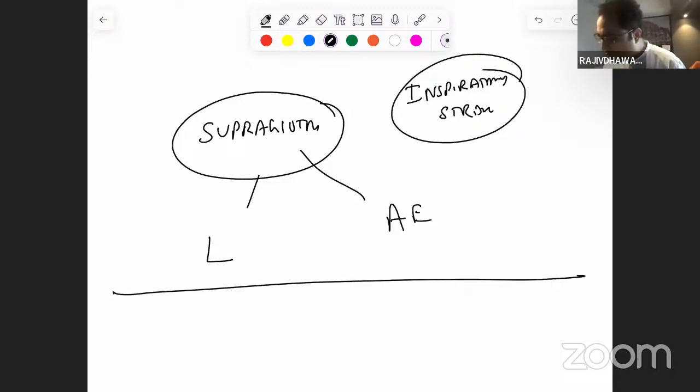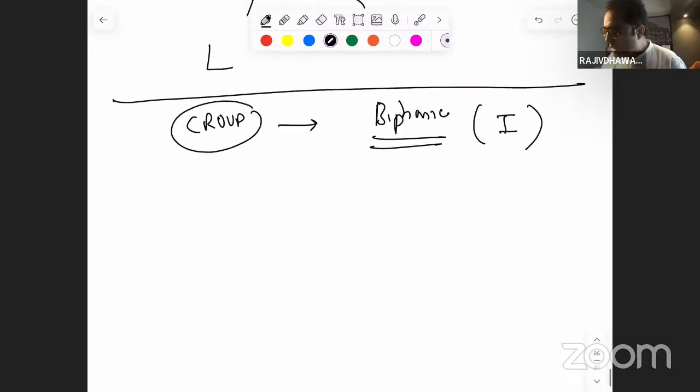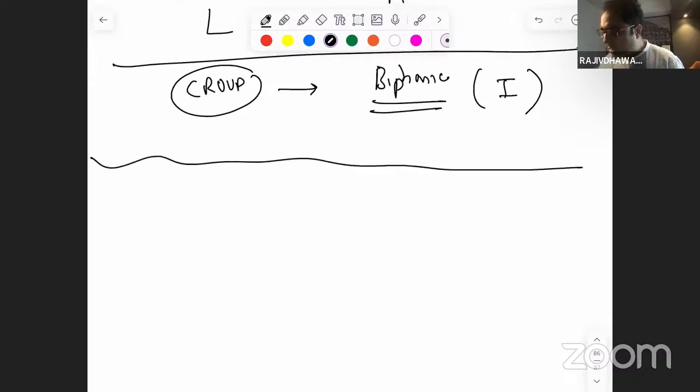So inspiratory stridor would be marked in two MCQs, laryngomalacia and acute epiglottitis, because that is supraglottic involvement. But croup has the main involvement of the subglottis. If they ask you the type of stridor in croup, the answer is biphasic, but mostly inspiratory.